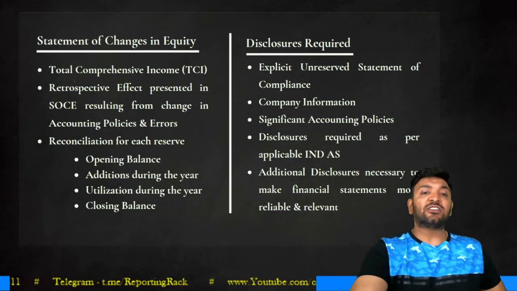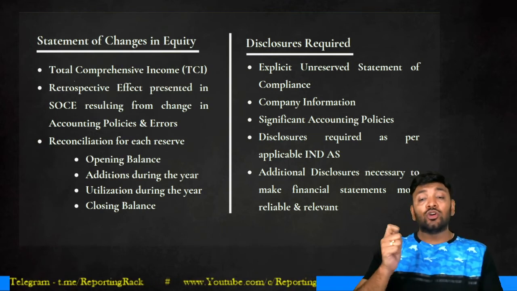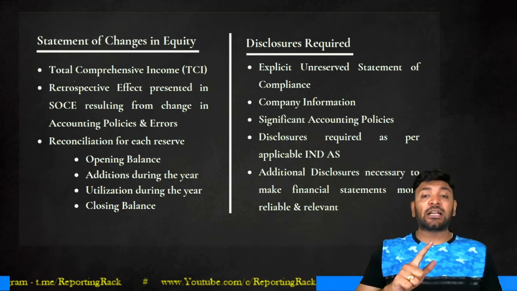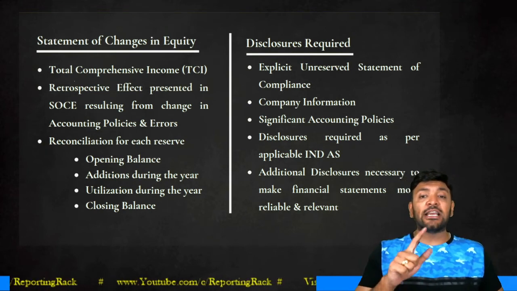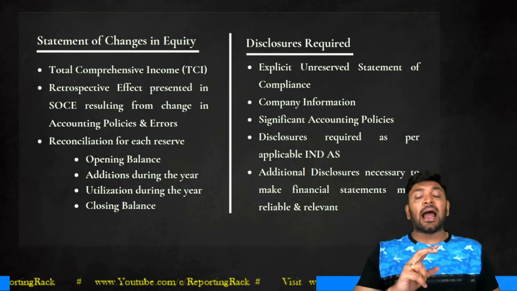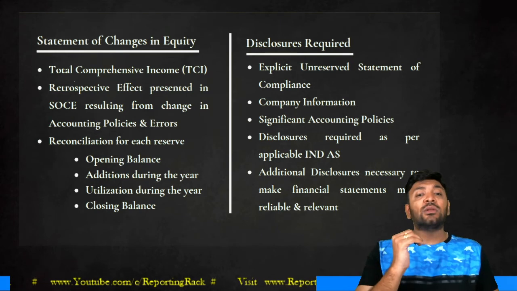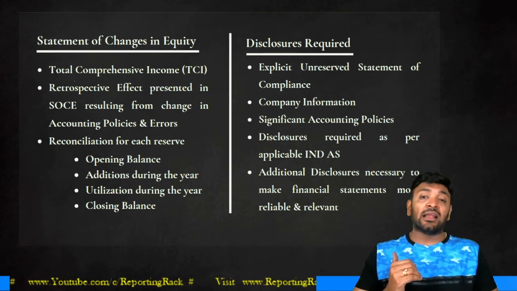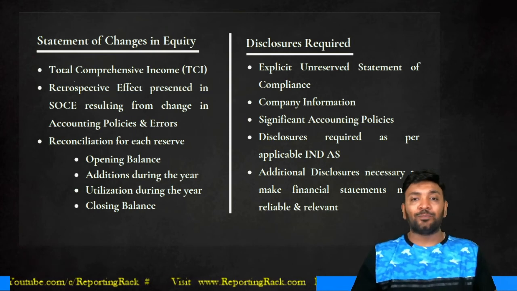So statement of changes in equity should include at least the total comprehensive income, should at least include the retrospective effect in retained earnings resulting from a change in accounting policy or errors in previous years, and then the reconciliation of each reserve has to be presented, where we start with the opening balance and derive the closing balance after adjusting the additions and utilizations during the year.